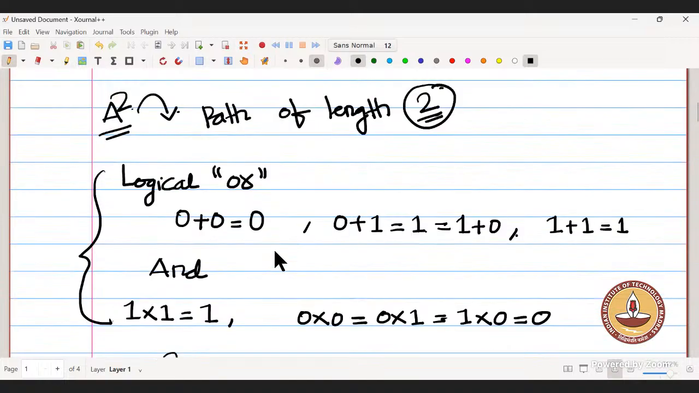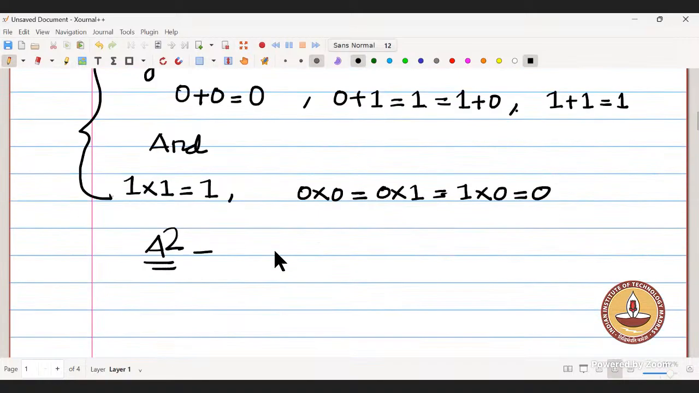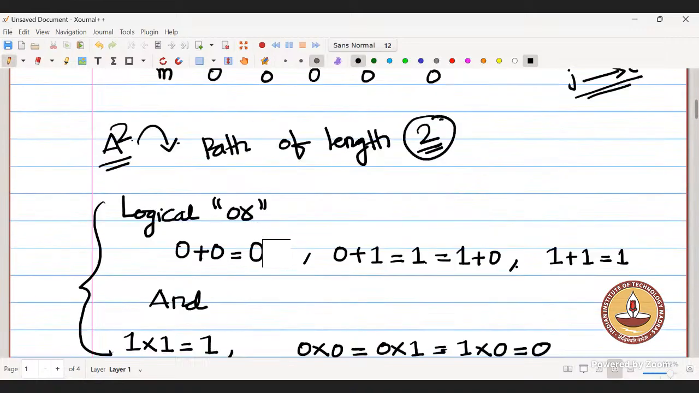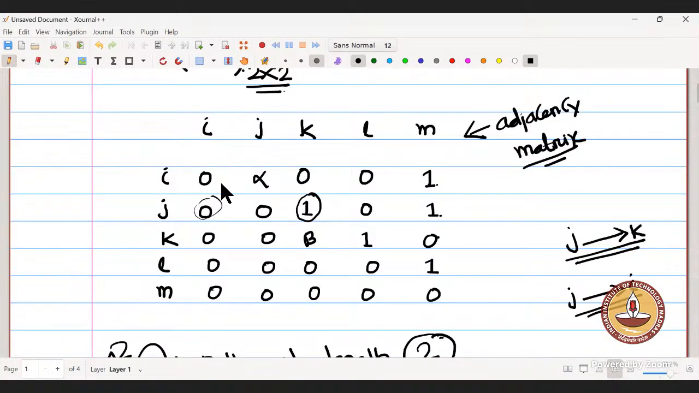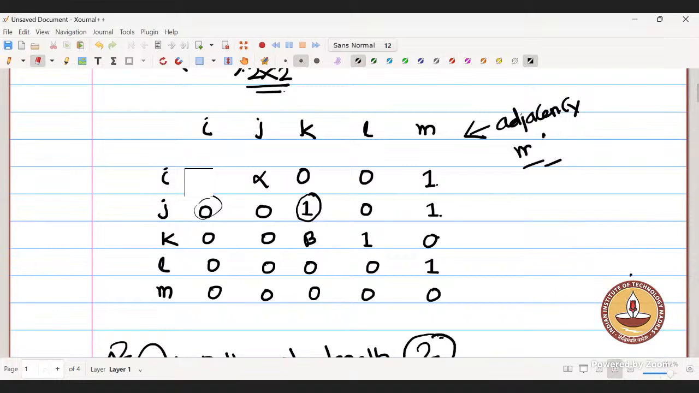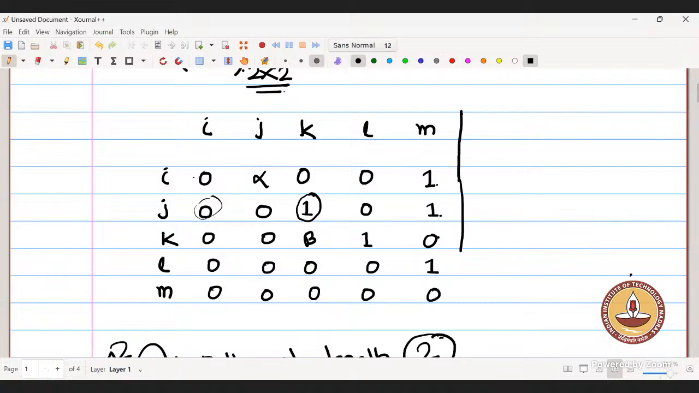What is A square? Can you tell me what the A square will be? So this is A, right? I have to multiply this matrix with itself. So what will be the components of A square? This is my A, and this is your A, and let's compute A square.